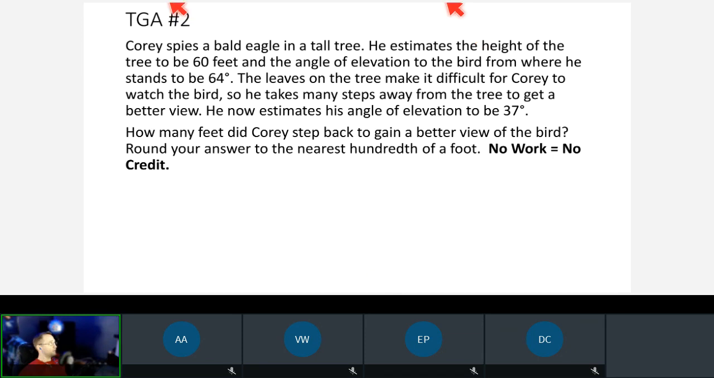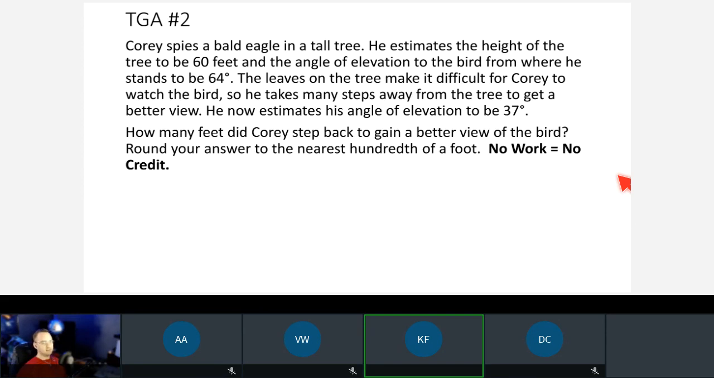Next one. Corey spies a bald eagle in a tree. He estimates, hey, who wants to read this? I can't read. Who wants to read this out loud for us? I can read it. Go for it, Julia. I think it's you. Nope, this is Katie. Okay, it's Katie. Oh, Katie. Okay, thank you. Sorry, I never use the mic.